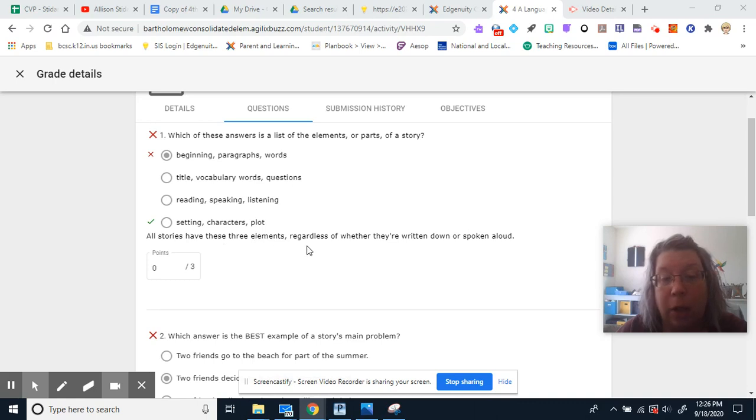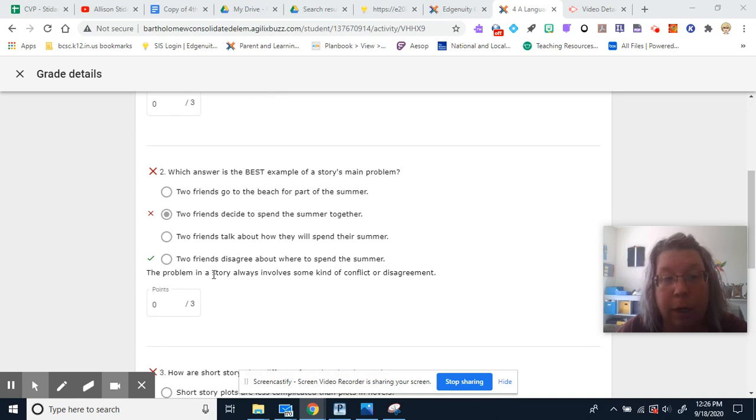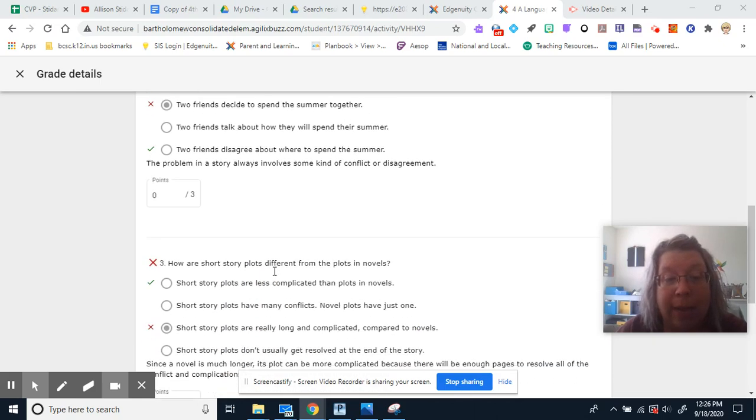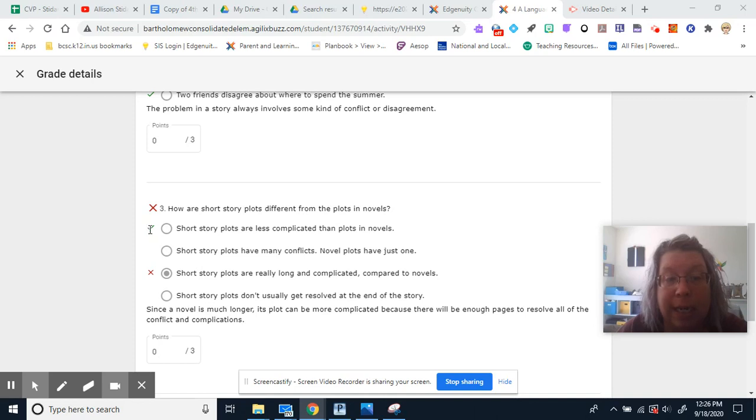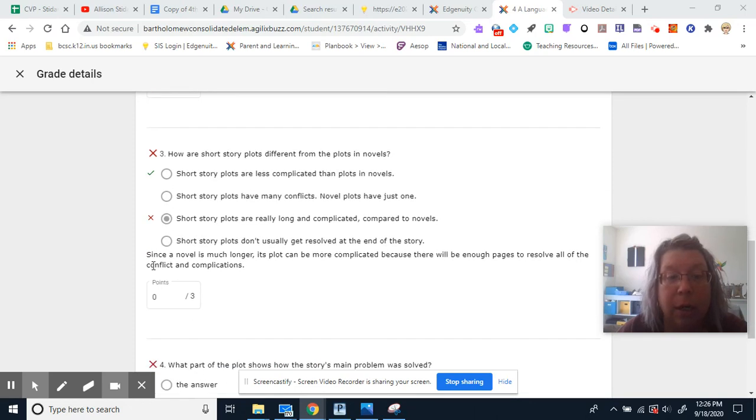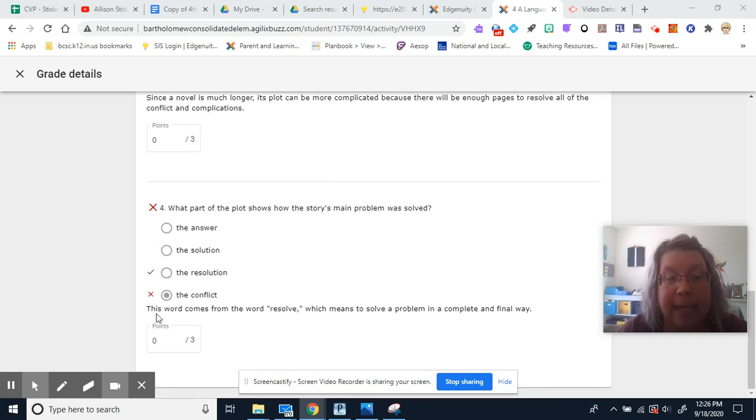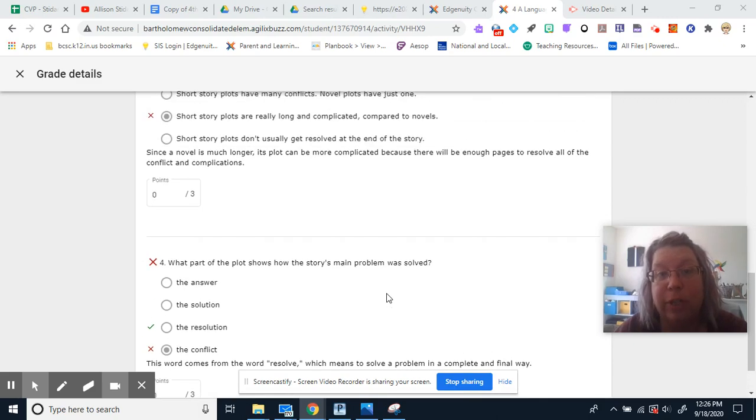All stories have these three elements, regardless of whether they're written down or spoken aloud. Same for here. The correct answer choice is still marked. It still shows you what you should have selected and tells you why at the bottom. So here again, the correct answer was this first choice here. And then the reasoning is down here at the bottom. Again, same here as well. It tells you the word comes from the word resolve, which means to solve a problem in a complete and final way. So you'll still get that feedback on every quiz or exam, no matter the subject area.